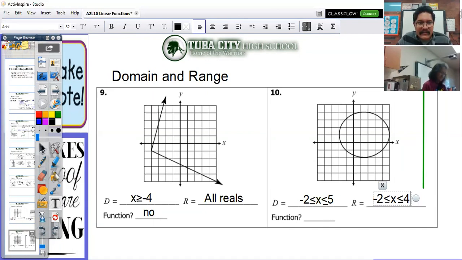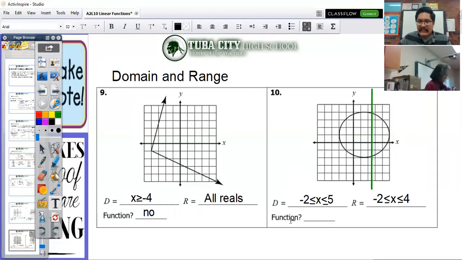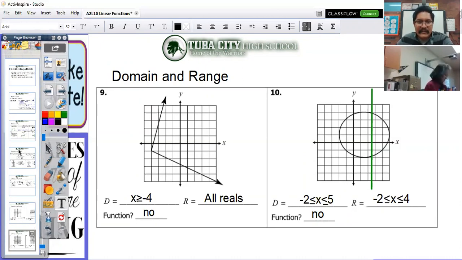Is this one a function? Again, passing my vertical line, if I go anywhere in that line, I meet the circle in 2 places, above and below. So 1 cross, 2 cross. Since it intersects those lines, it's going to be a negative on that. No, it is not a function. Again, functions have inputs and outputs that are supposed to be different. They're supposed to be unique in their x value.